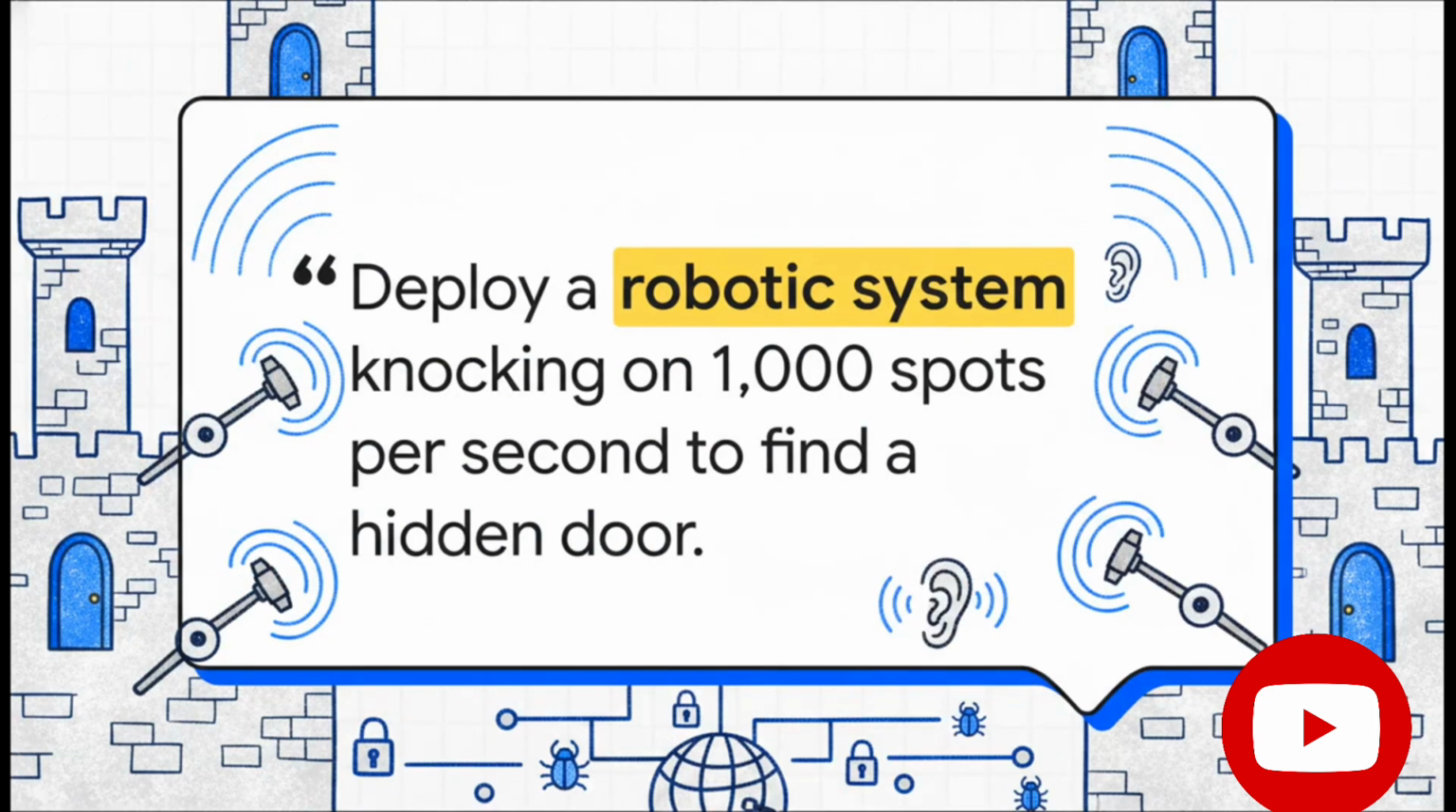I absolutely love this analogy from the source material. Imagine trying to find a hidden room in an enormous castle. Instead of checking every single wall by hand, you deploy a robotic system that knocks on 1,000 spots per second, listening to the acoustic echo to instantly tell you where a hidden door is. That's it. FFUF is literally that robotic system for the internet.